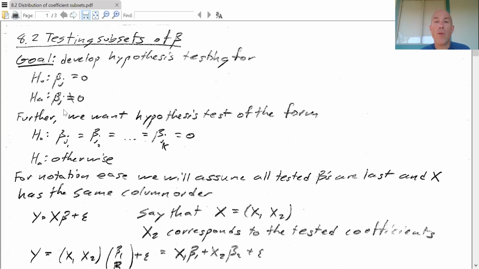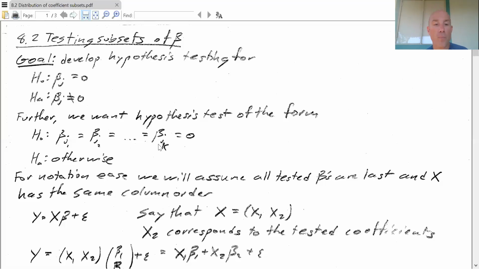And then we want to expand this. We want to be able to say, is this collection of coefficients all equal to 0, or are we in a situation where one or more are not equal to 0? Now, you'll notice I've got subscripts here. The subscripts denote which ones, the first one, second one, that we're interested in for hypothesis testing. To make all the mathematics easier, we're going to say that when I'm doing hypothesis testing, all of the earlier index coefficients are not in the hypothesis test, and all the later index coefficients are in the hypothesis test.